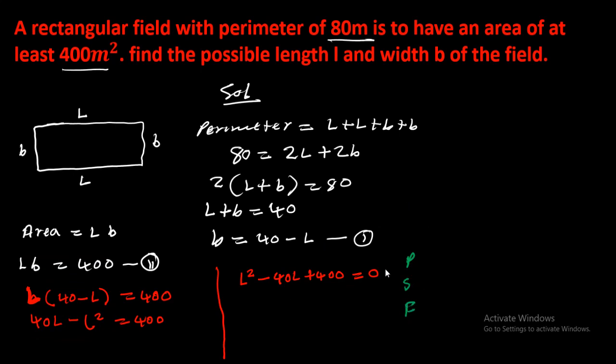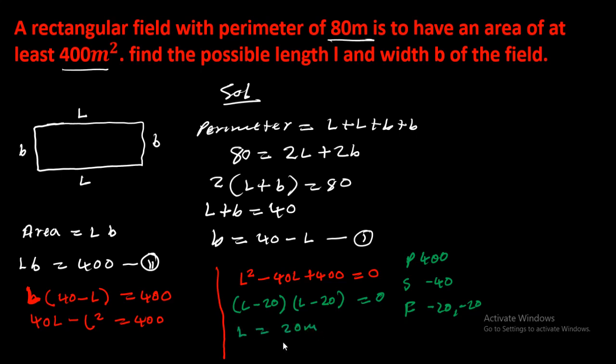So the product is 400, and then the sum is negative 40. The factors will just be negative 20 and negative 20. So in this case, we simply have (L minus 20) squared, which is equal to 0.